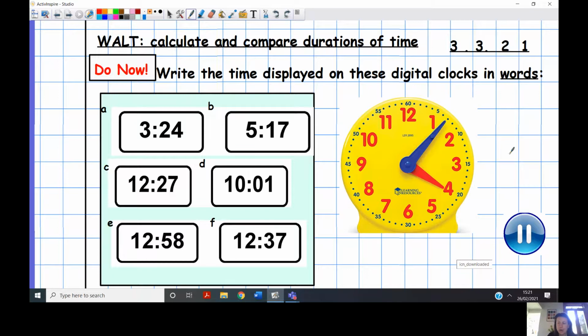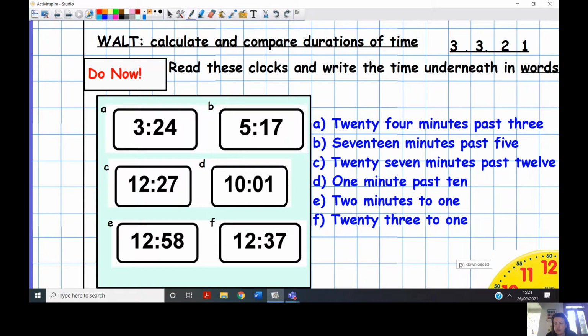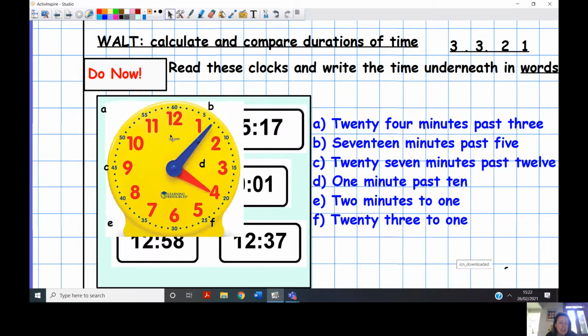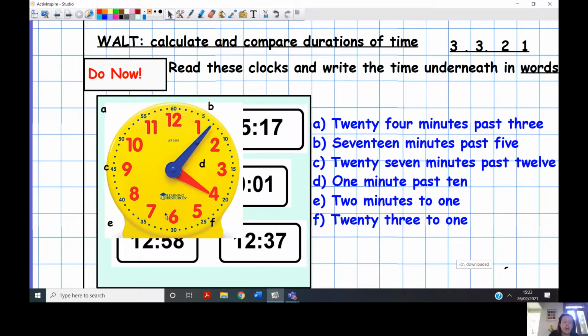Fantastic. We're going to get started straight away. So you can see you've got the different times displayed here, and then you can see that these last two are to the hour, not past the hour. So just remember, when it goes past our magic 6, which is the sign which is half past, we go to the next hour.